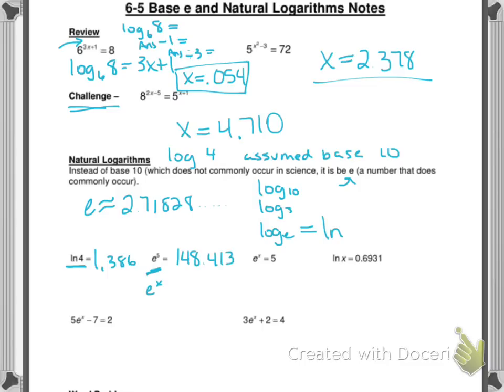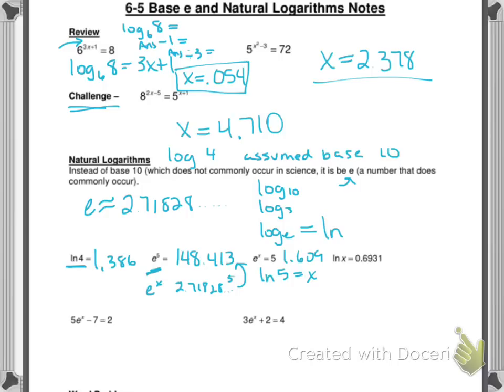148.413. So basically what you're saying is that 2.71828 and so on to the 5th power is 148.413. Okay, to solve this next one, I have a variable as an exponent, and what do we do when we have a variable as an exponent? We change it to log form, so natural log, base E, so I don't have to write base E because that's what the base is, of 5 equals x. So natural log of 5 is 1.609.